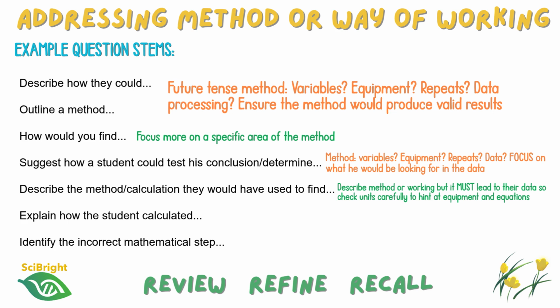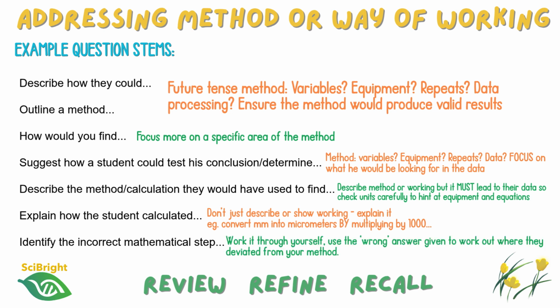However, if it was an index between 0 and 1, the calculation would be different. Now, explain how the student calculated needs to have explanation, not just description. For example, don't just state measure the scale bar and convert into micrometers. You need to measure the scale bar using a ruler, then convert into micrometers by multiplying by 1000.